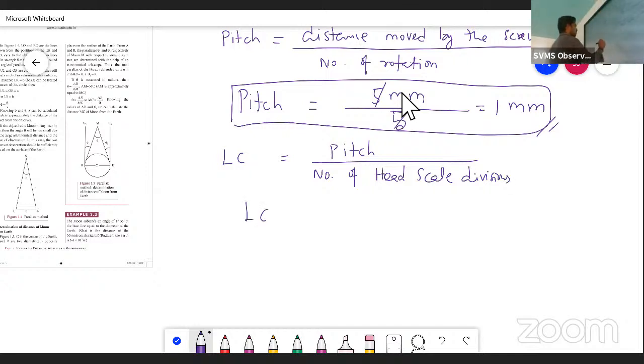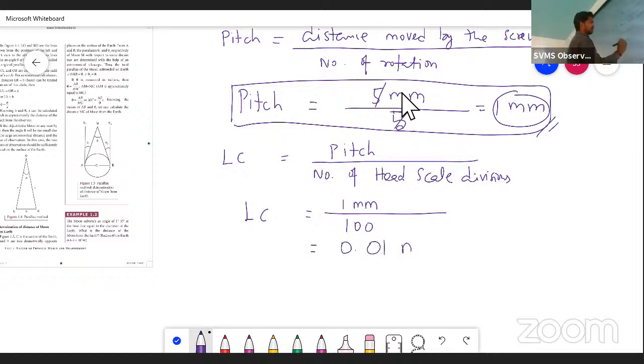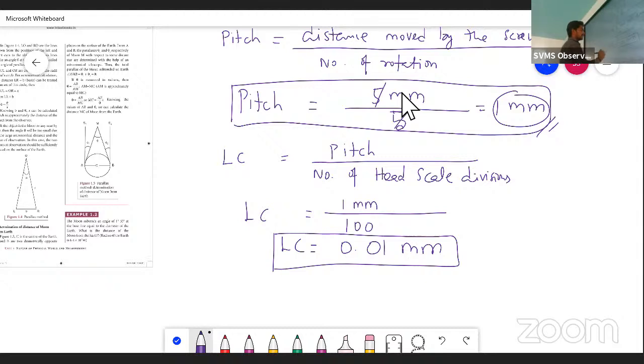So least count is equal to, what is the pitch value? Pitch is equal to the distance moved by the screw divided by the number of rotations. For example, 5 rotations in the circular scale or head scale, the distance moved by the screw is 5 millimeter. So the value is equal to 1 millimeter, divided by the number of head scale divisions, which is 100, equal to 0.01 millimeter. This is the least count of the screw gauge.